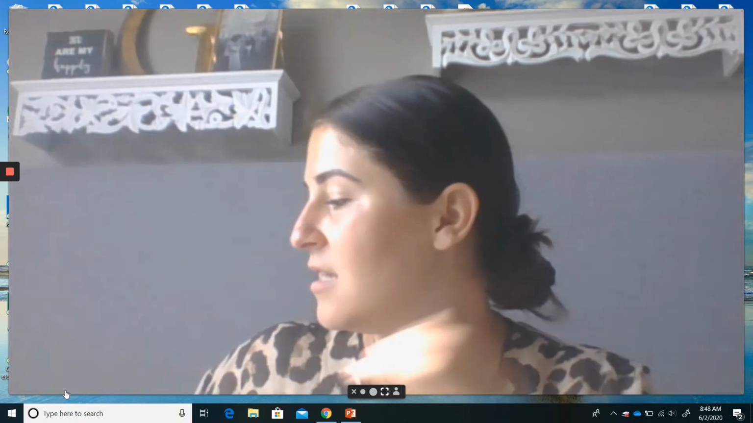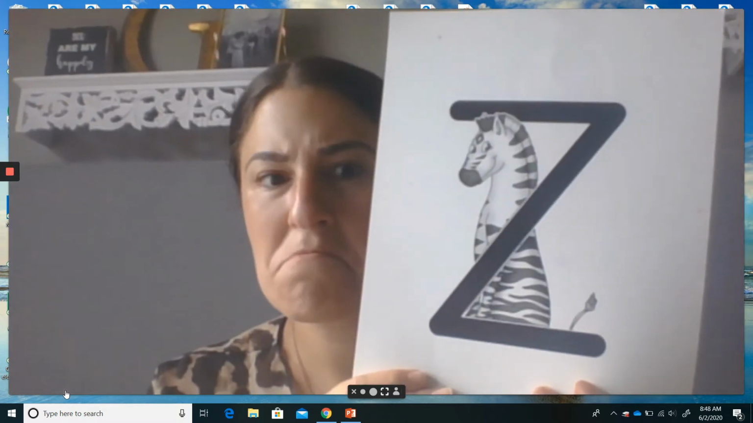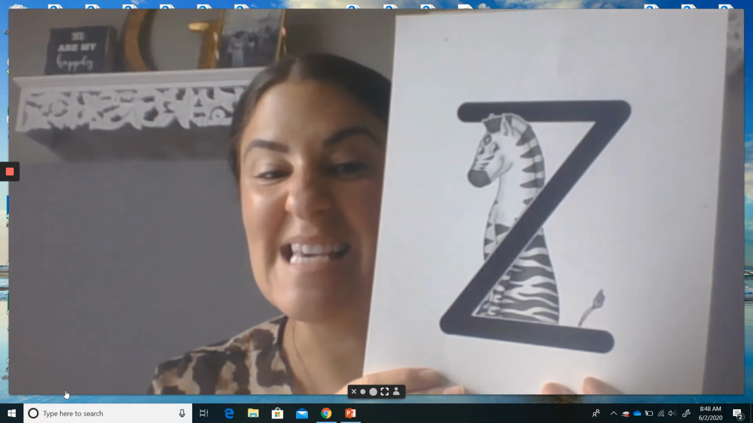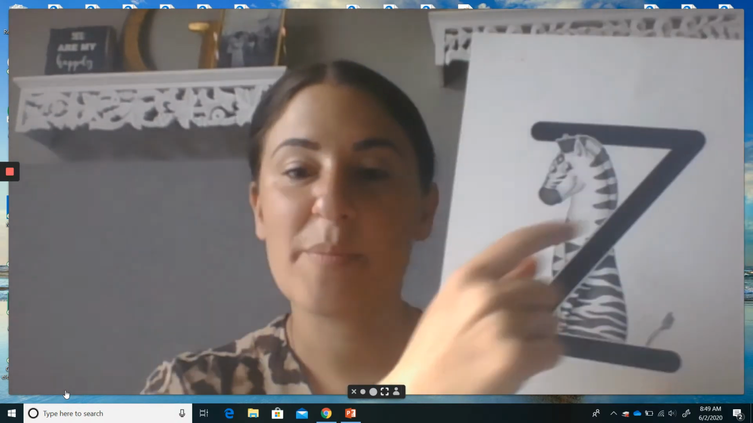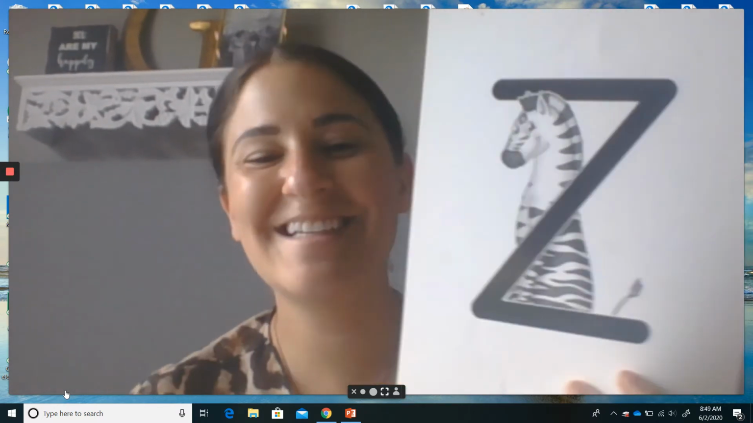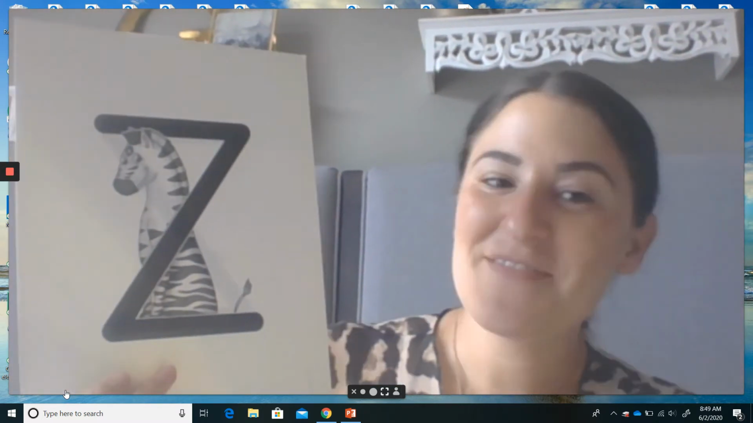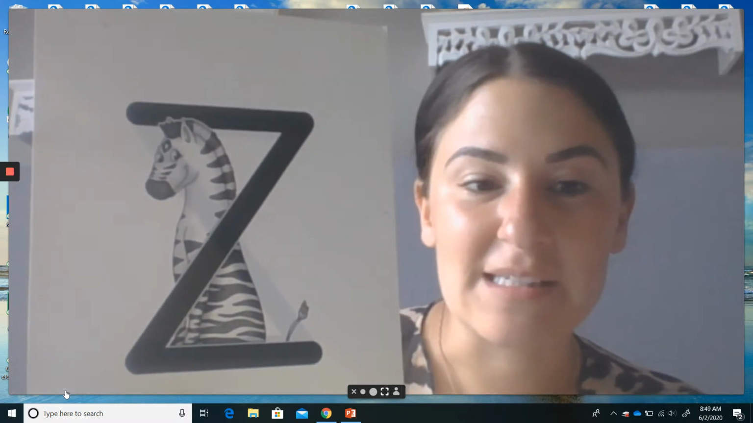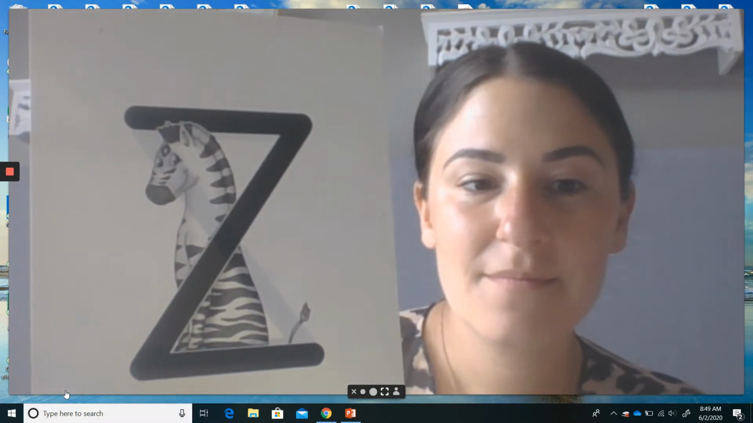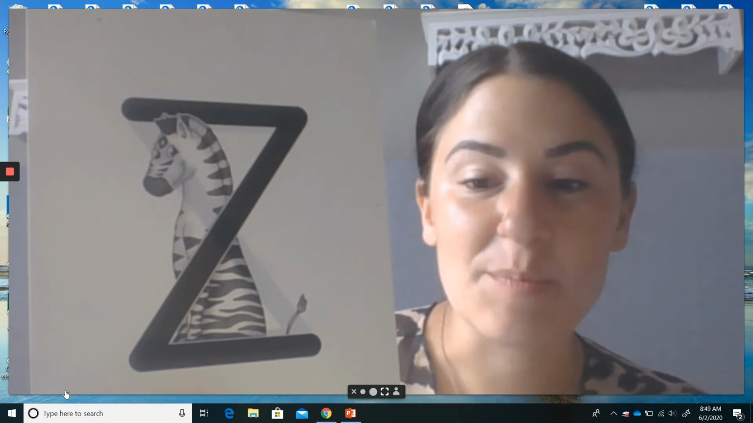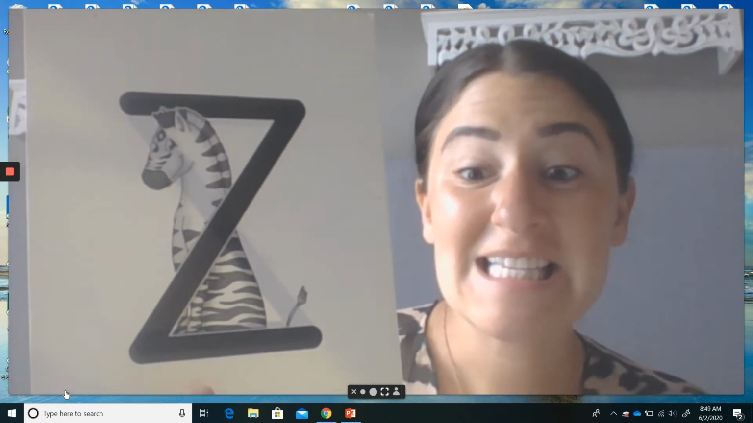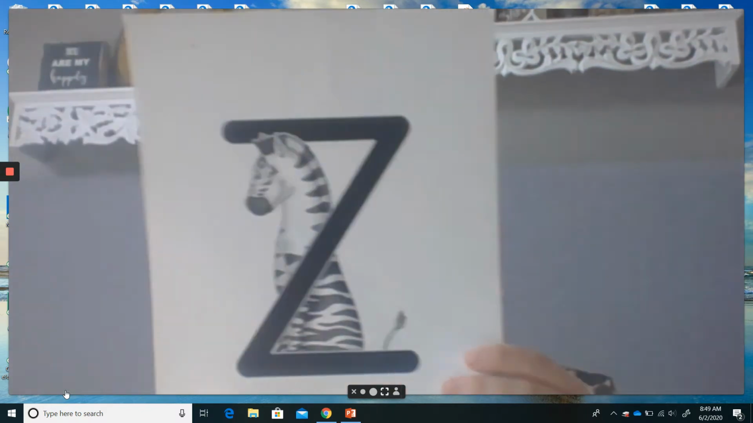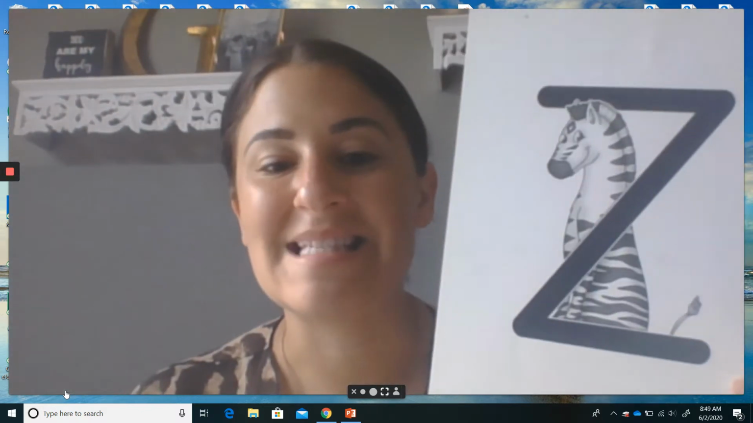alphabet. The very last letter is the letter Z. The letter, I can't do it backwards. The letter Z. There we go. What kind of animal do you see on the letter Z? I see he has black and white stripes. He's called a zebra. This zebra's name is Zeke.